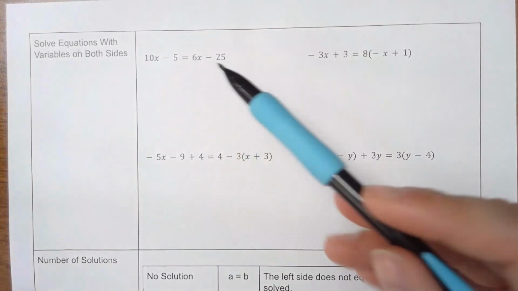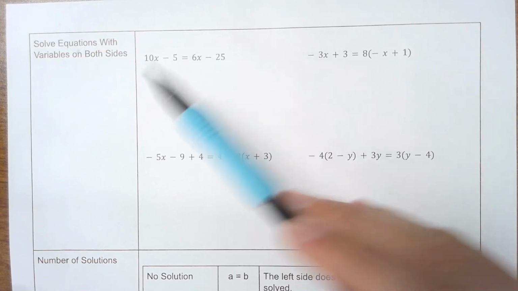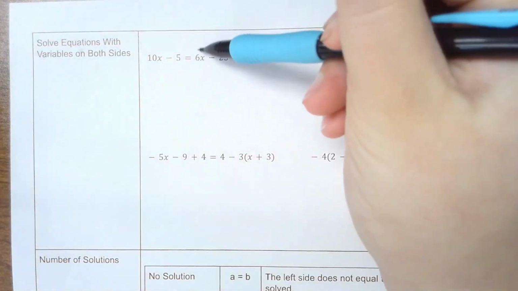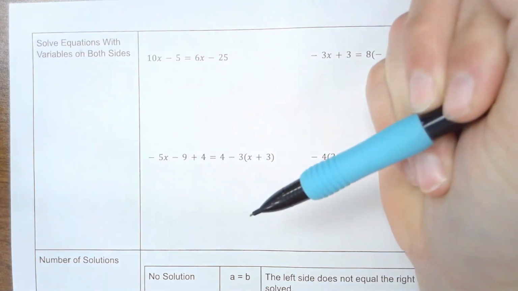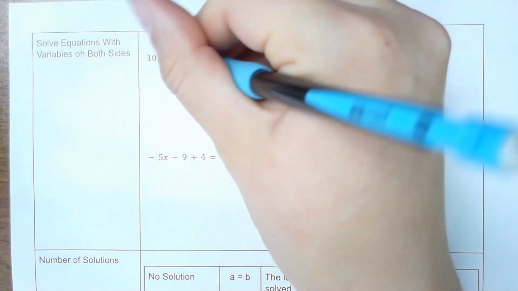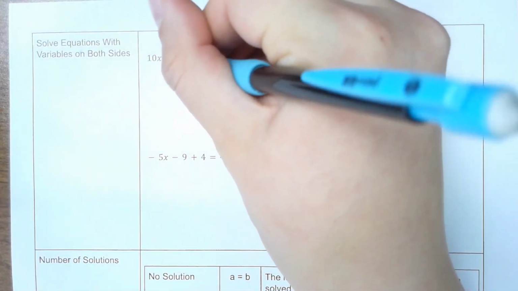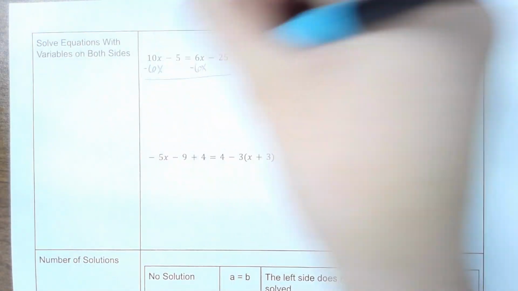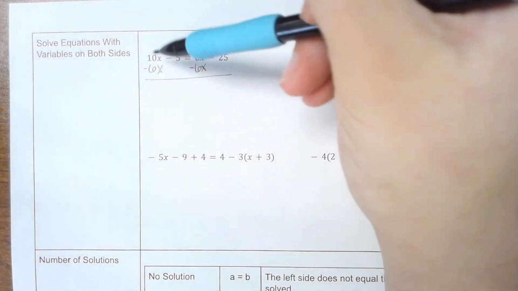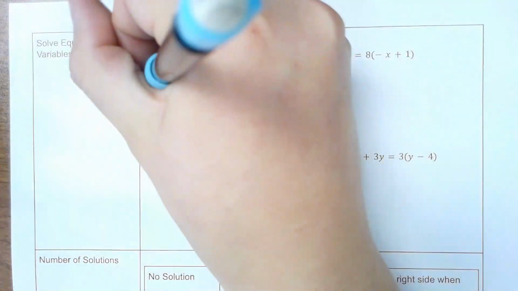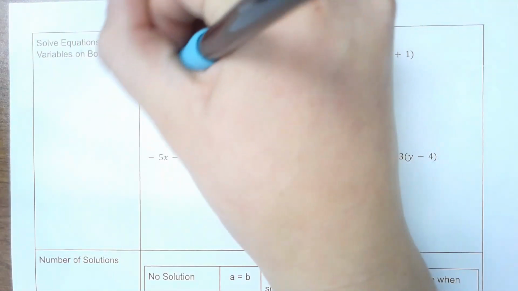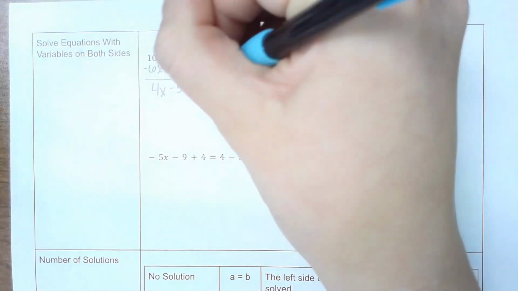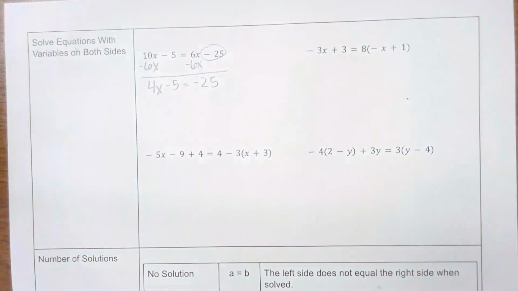Looking at this first example, I see nothing that I can simplify, so I can go ahead and start solving for x. I'm going to move all my x's to the left side of my equal sign. To move this 6x, the opposite of a positive is a negative, so I'm just going to subtract the 6x from both sides. And that will leave me with 10x minus 6x is 4x. I can drop down my minus 5, and then I still have a negative 25 over here on the right side.